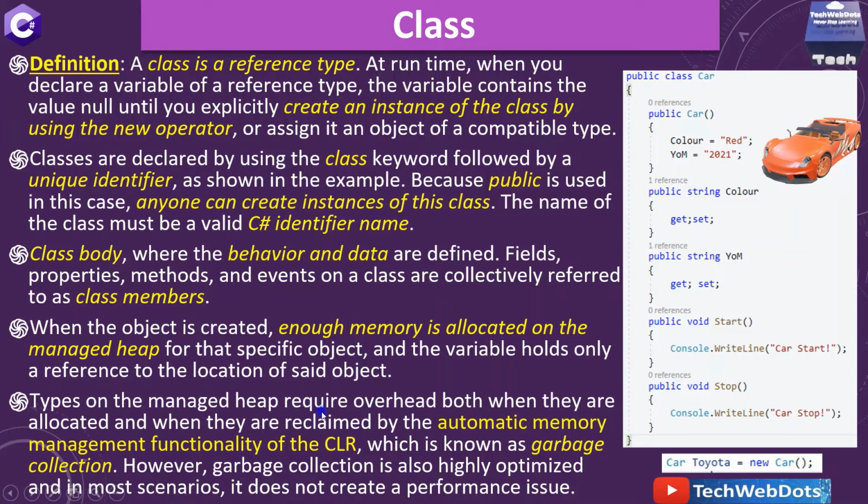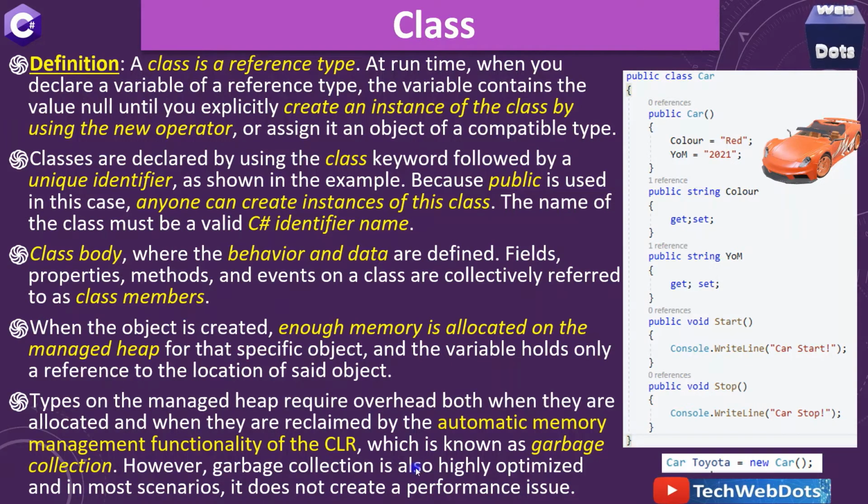There is one more advanced point. Types on the managed heap require overhead both when they are allocated and when they are reclaimed by the automatic memory management functionality of the CLR. CLR is the common language runtime, which is really helpful to manage the work of automatic memory management functionality, which is known as garbage collection.